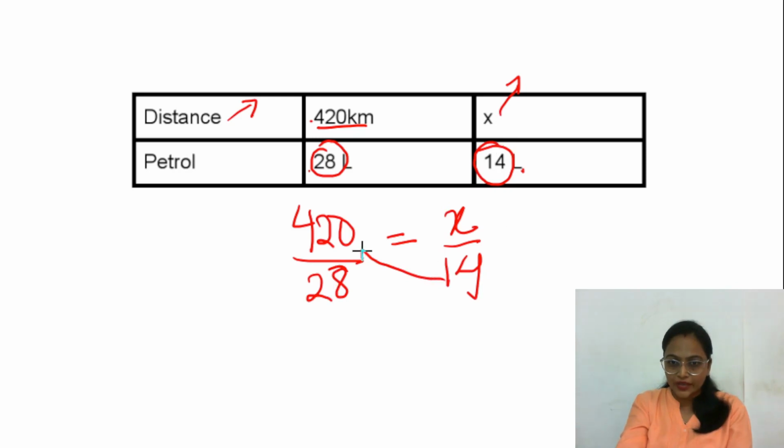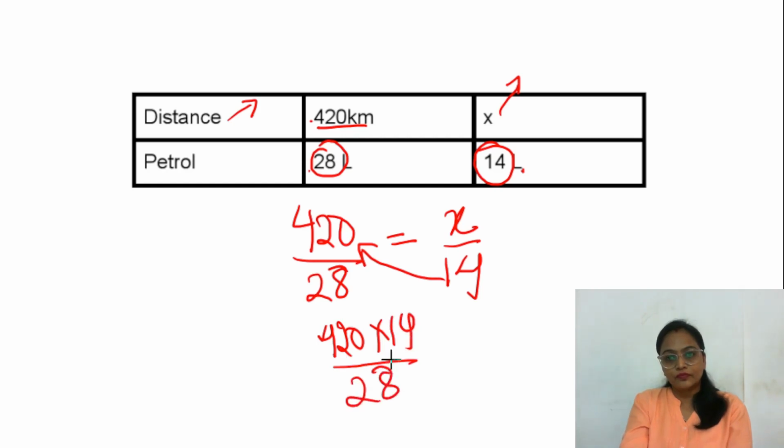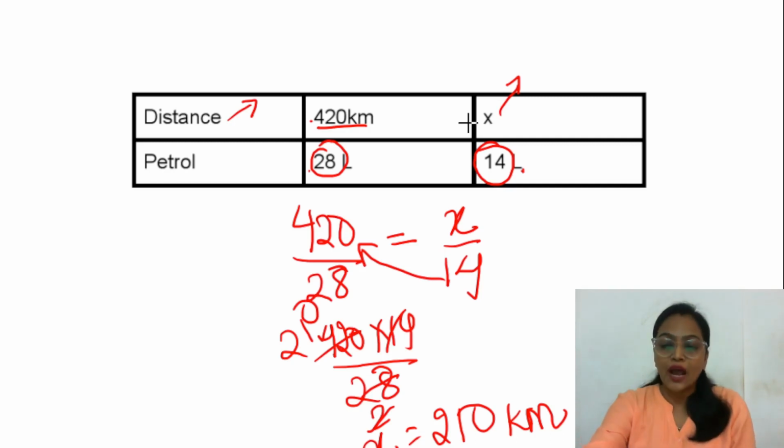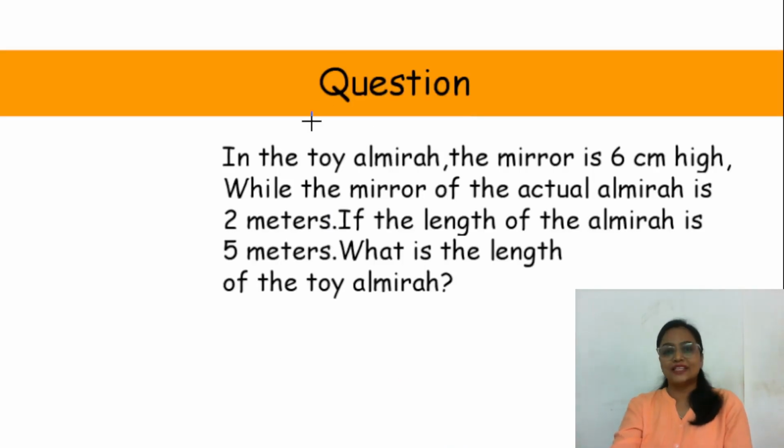Now to find out x, we will take 14 there. So x will be equal to 210 kilometers. That is, in 14 liters of petrol, the distance covered by the car is 210 kilometers. Done. Now we will move to the next question.